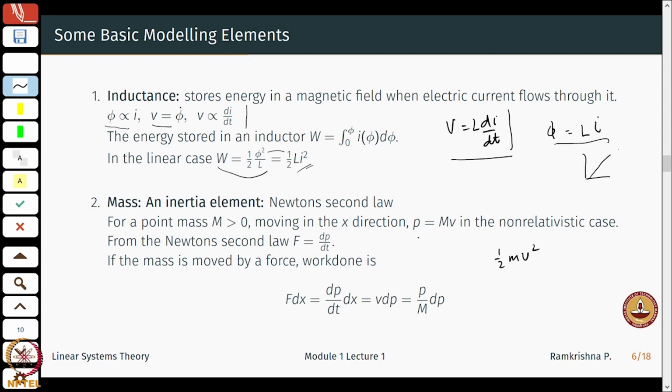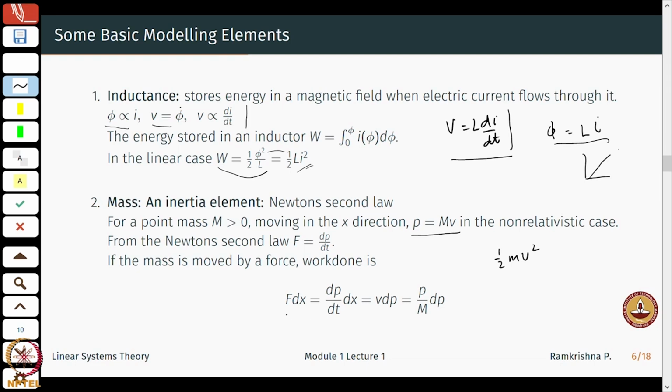In the non-relativistic sense, I know that momentum and mass are related this way, right. And what does Newton's second law tell me? That it is not F equal to ma. That is what we tend to say directly, that F equal to ma is Newton's second law, but what Newton tells me is the rate of change of momentum. F equal to ma is a special case of that.